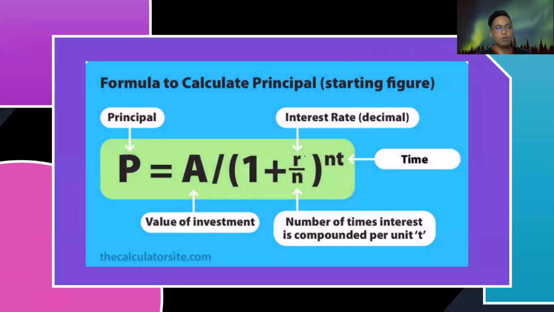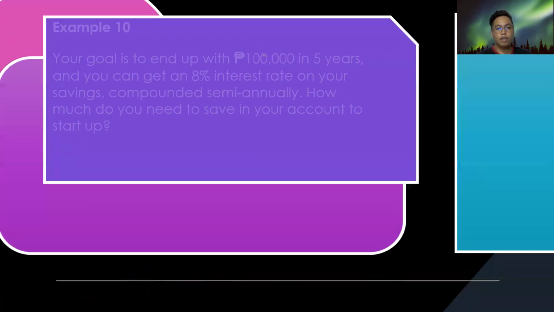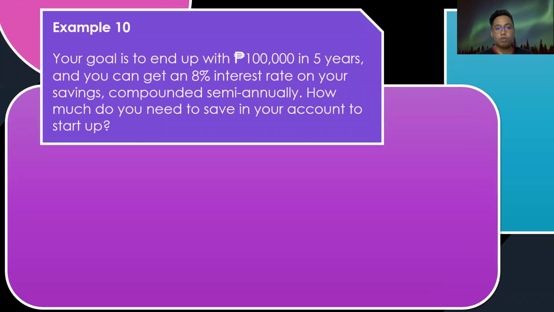Some other problems will ask you to get the principal value or the initial value. So let's say you want to know how much you should invest in an account, just like this word problem. Your goal is to end up with 100,000 in 5 years, and you can get an 8% interest rate on your savings, compounded semi-annually. How much do you need to save in your account to start up? You have a goal, so you need to know what will bring you to your goal, and that is to identify the principal amount to be invested.